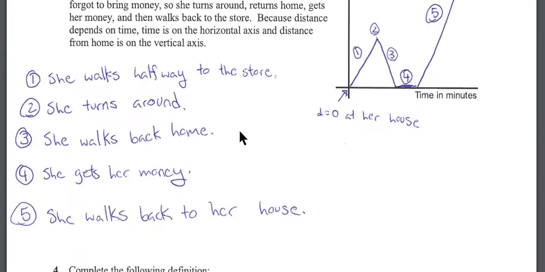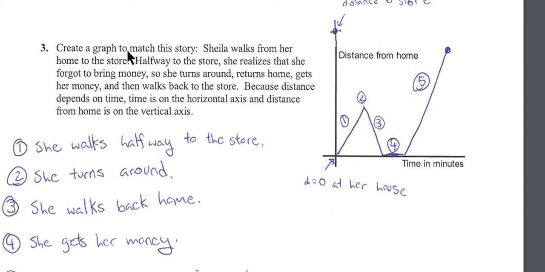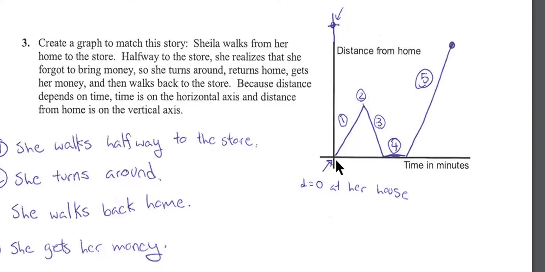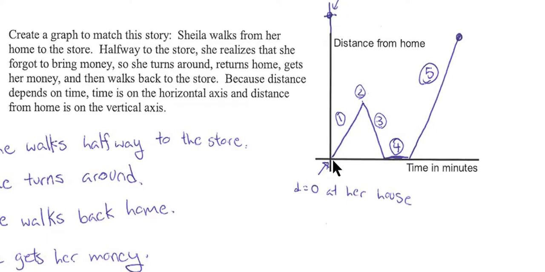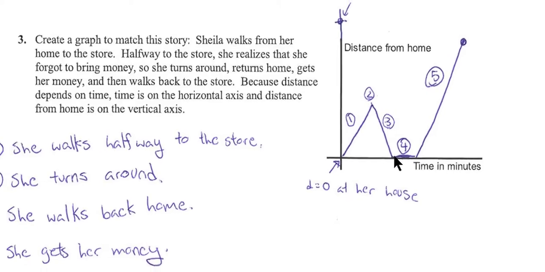Next problem. It says we have to create the graph to match a story. So the first line segment should be Sheila walks from her home to the store. She realizes she forgot something, so she walks back home. She spends a little bit of time looking for money, and then she walks all the way to the store. Your lines should be straight, and there shouldn't be any curve. There were a few of you that had curved lines. It should really just be line segments that are point A to point B, straight line, and so on.